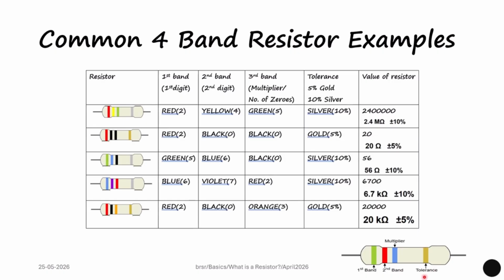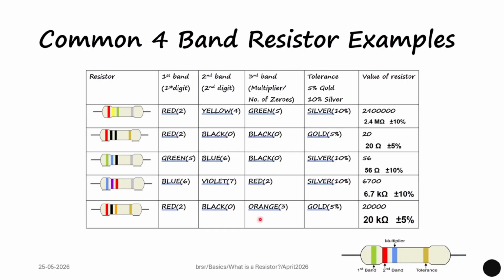If it is a golden band, then it means that the value of the resistor can be plus or minus 5% of the exact value. Suppose I have a 100 ohm resistor, then if I have a gold band, the value of the resistor can be either 95 ohms or 105 ohms. If it is a silver band resistor, it means that the tolerance is 10%. So a 100 ohm resistor can typically have a value of 90 or 110 ohms.